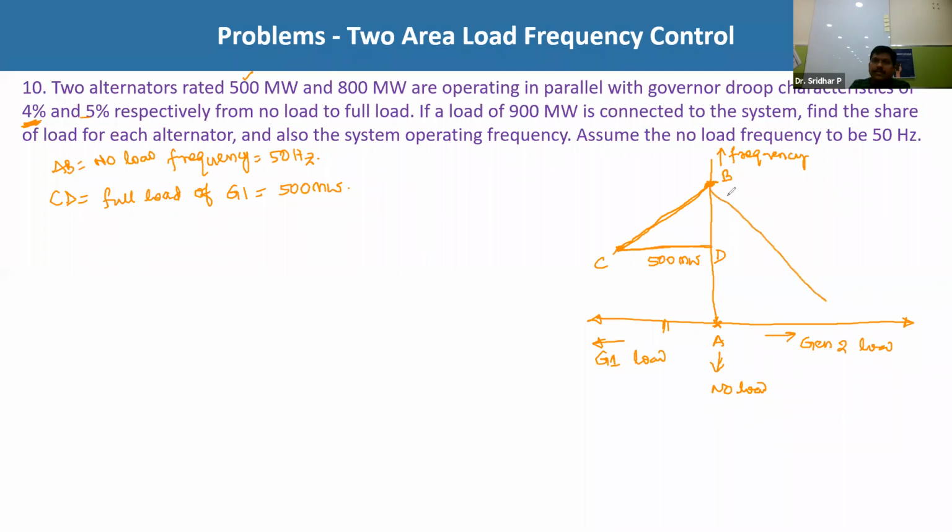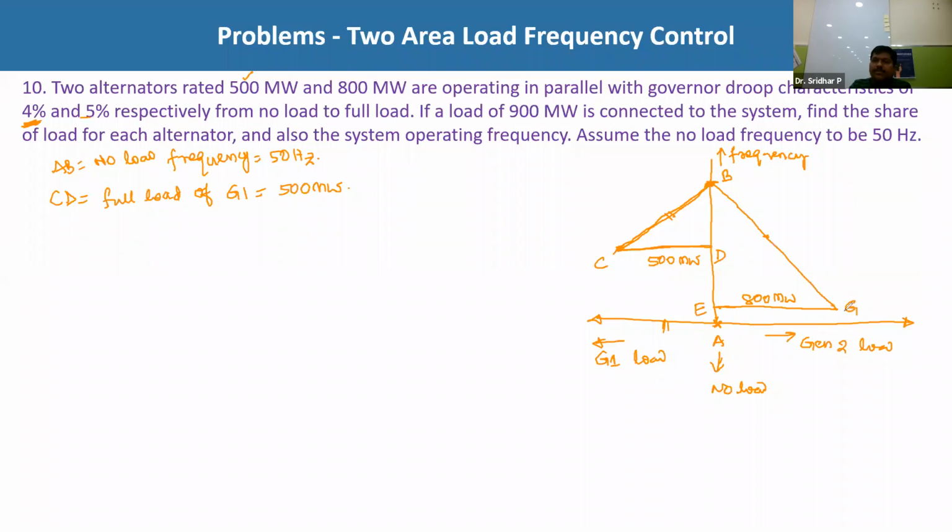Not exactly, because this line and this line will have different slopes. One is with 4% and this is with 5%. So what might be the load here? This is the full load. How much is it? 800 megawatts. So BCD, and this is E.